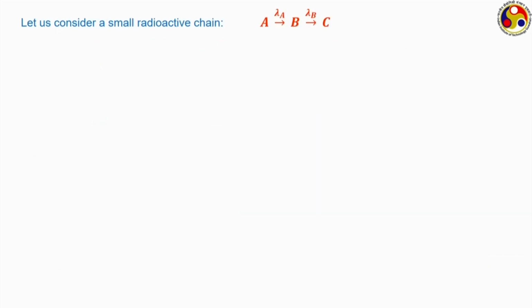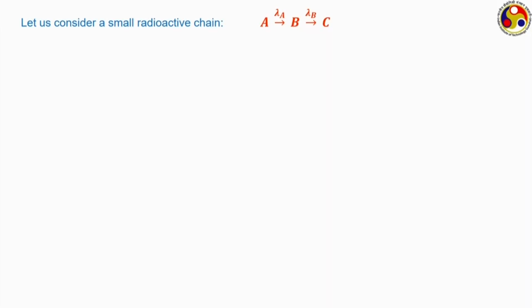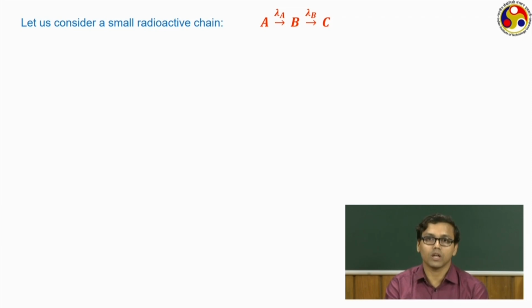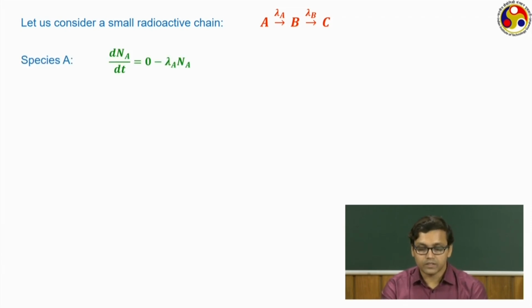Now, let us take a very small radioactive chain which involves not 2, but now we have 3 elements. A is the initial parent which is decaying following a rate of lambda A to some daughter isotope B, but that also is radioactive in nature. So, it is also decaying to an isotope C following another coefficient lambda B. So, let us write the conservation equations for each of them. First, for element A, as there is no source for generation of A, it can only go through the decay, and therefore, we get this particular equation.